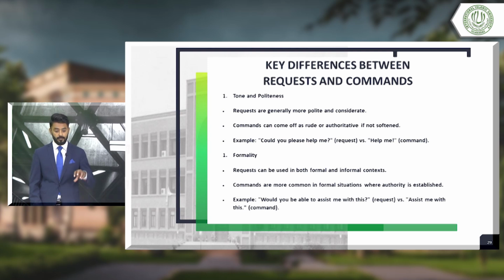So they are transferring from the higher authority to the lower authority, from somebody who is commanding the situation to somebody who is at the disposal of that person. So of course they use authoritative language. For example, could you please help me? Now this is a request, but help me is a kind of command.